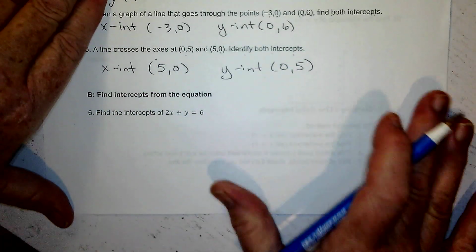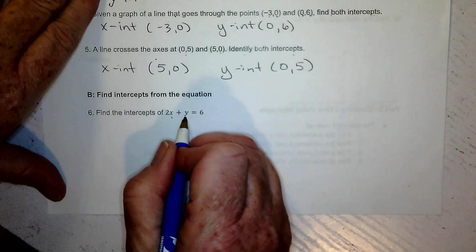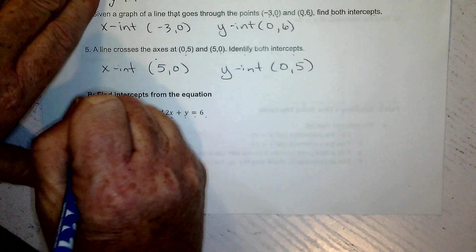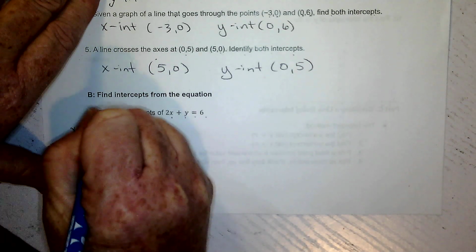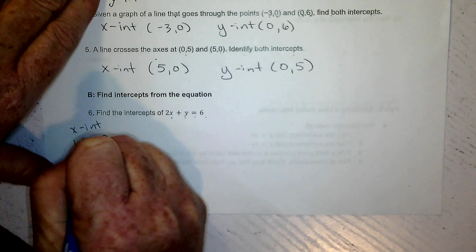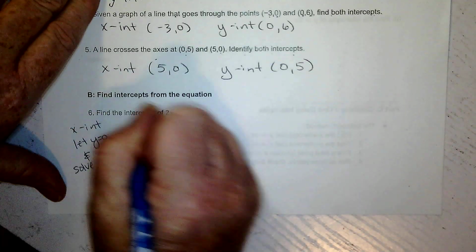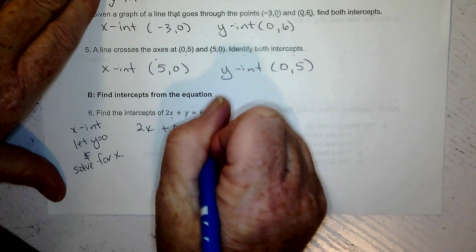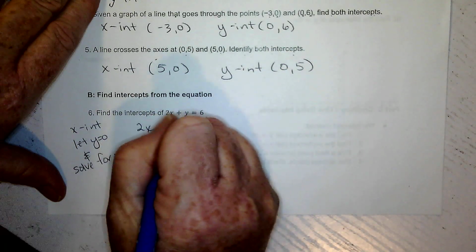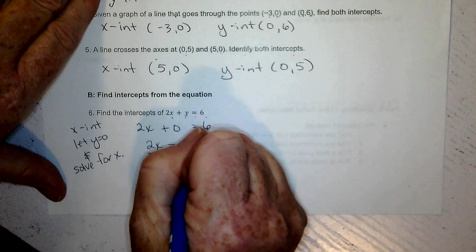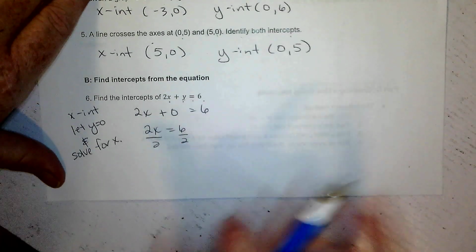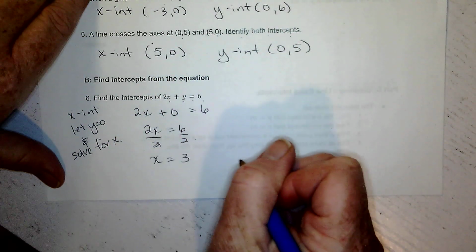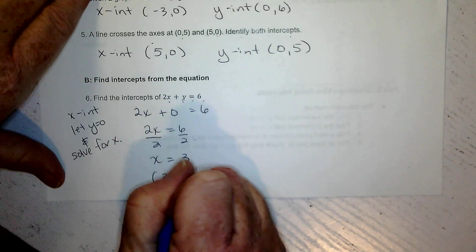Find the intercepts from the equation. Find the intercepts of 2x + y = 6. All right, to find the x-intercept, you have to let y equal 0 and solve for x. So 2x + 0 = 6. This is 2x = 6. Divide both sides by 2 because 2 is attached to x by multiplication, and we get x = 3. So our x-intercept is (3, 0).